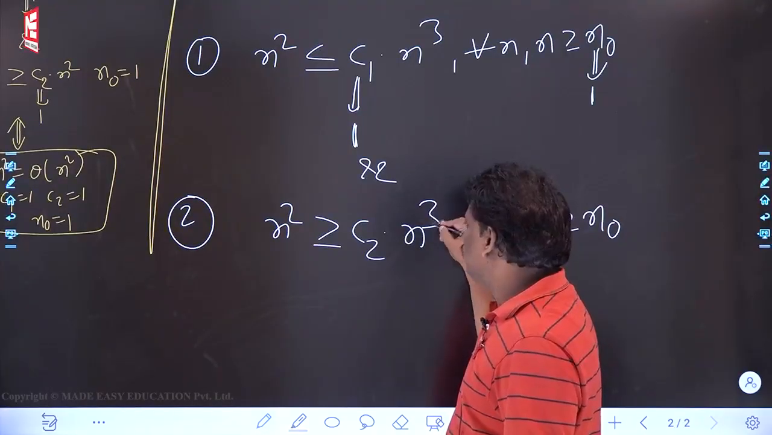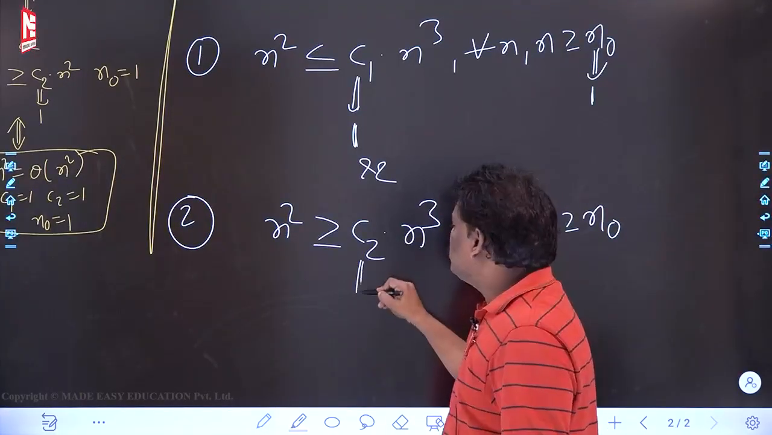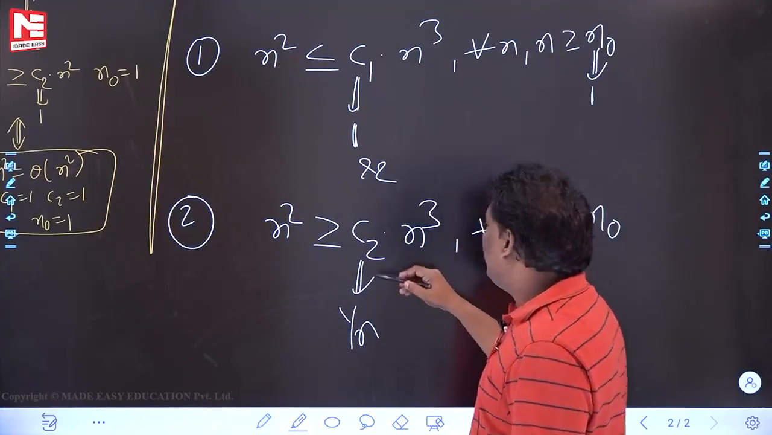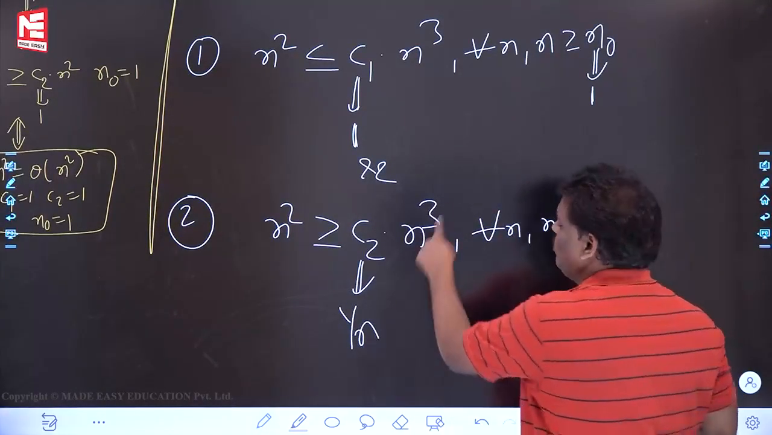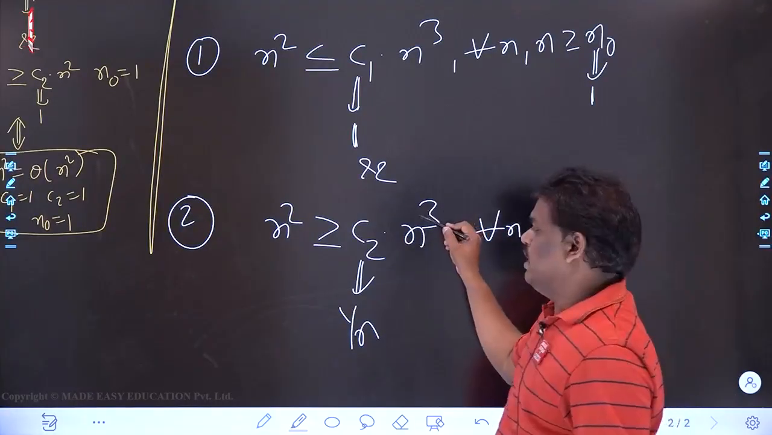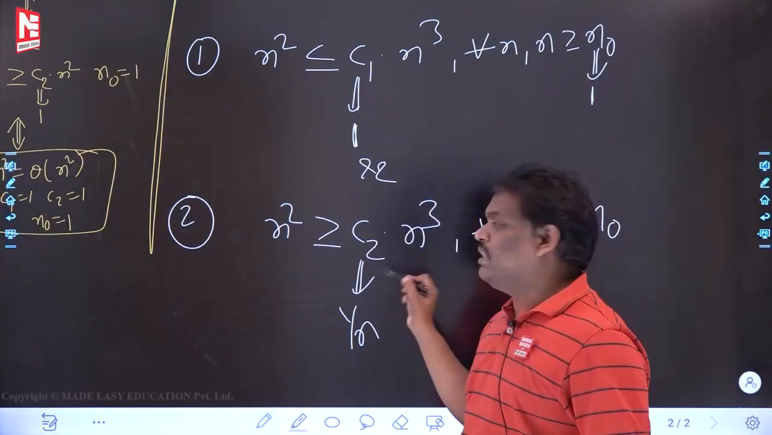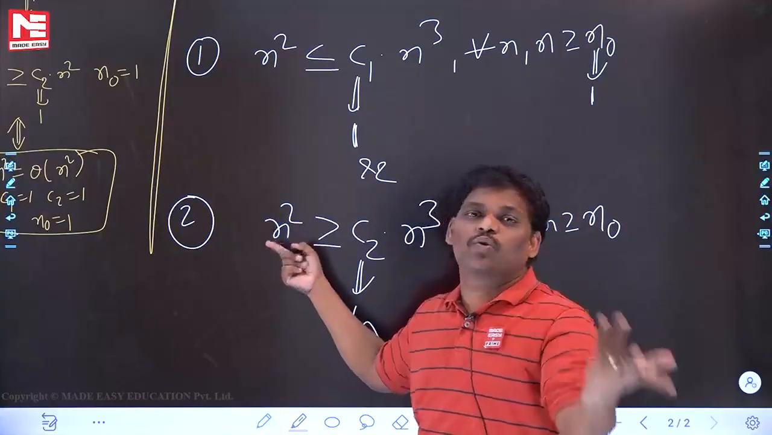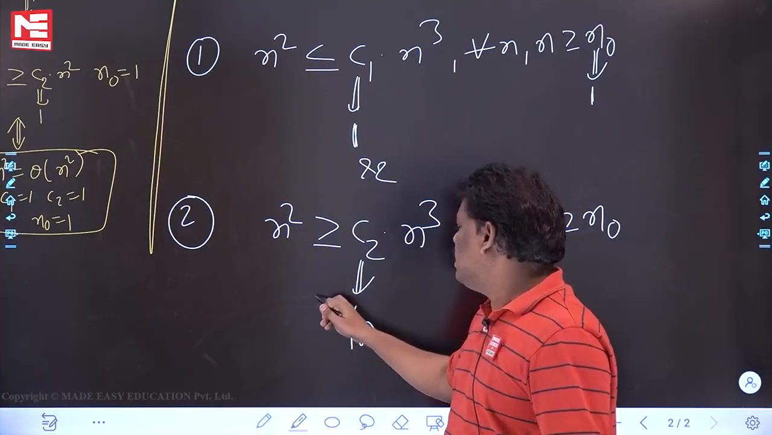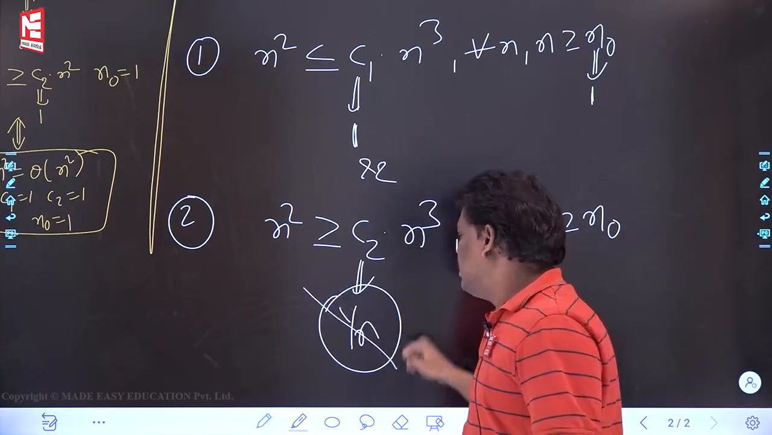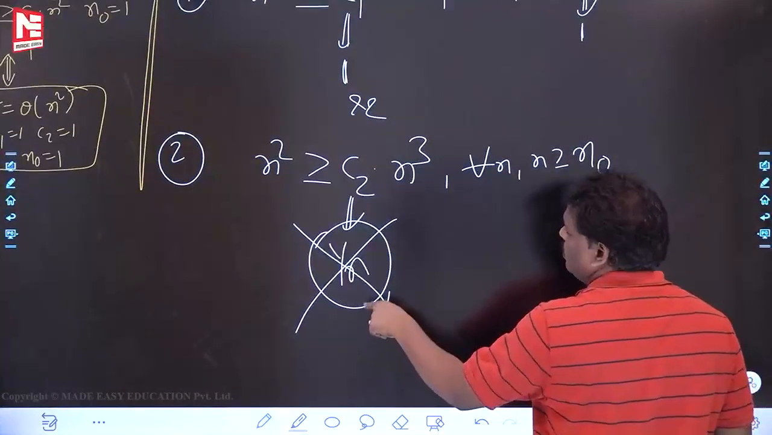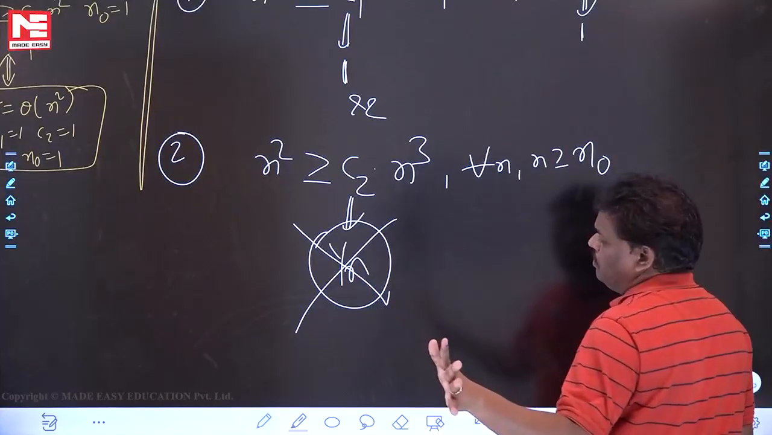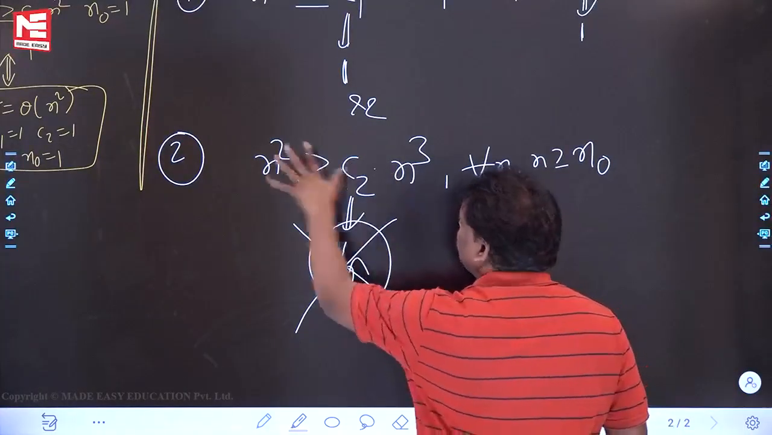N cube means n square into n. I will take C2 as 1 by n. 1 by n into n cube. These two will be cancelled. So n square is there. I think C2 should be 1 by n. Then left will be either bigger or equal. But one thing, C2 is a function. It is not a constant. So it is not possible. C2 I have to take as 1 by n, which is a function, I cannot take. If you don't take a function here, it is not possible at all.